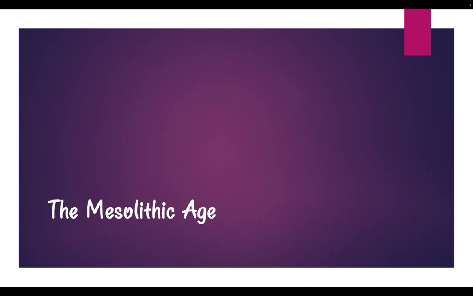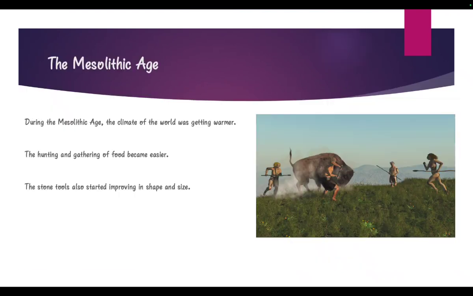The Mesolithic Age. During the Mesolithic Age, the climate of the world was getting warmer. The hunting and gathering of food became easier. The stone tools also started improving in shape and size.